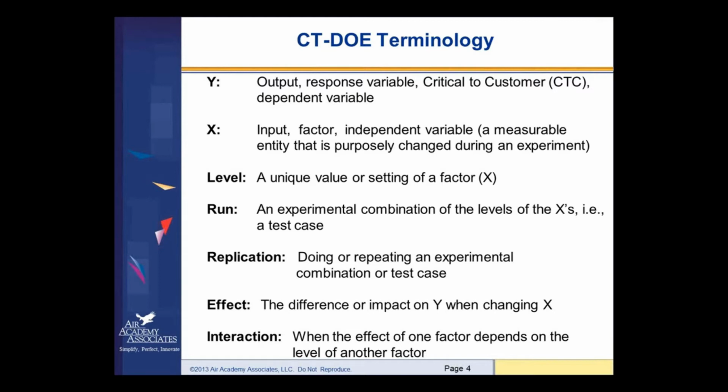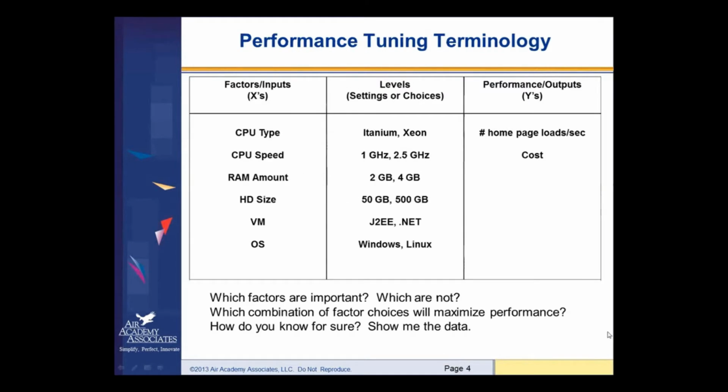An effect is the difference or impact that a factor X has on Y when we purposely change it. We purposely change X to see what effect it has on Y. An interaction effect is a combination effect. That's when the effect of one factor depends on the level of another factor. Time and temperature is a very common interaction effect, because the effect of temperature depends on the time. Time and pressure, and temperature and pressure, are also very common interaction effects that we see in the marketplace today. So those are some of the terms.